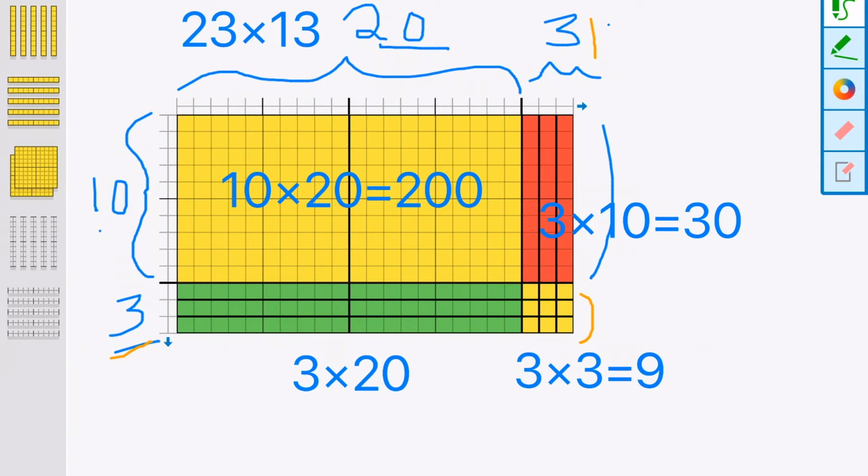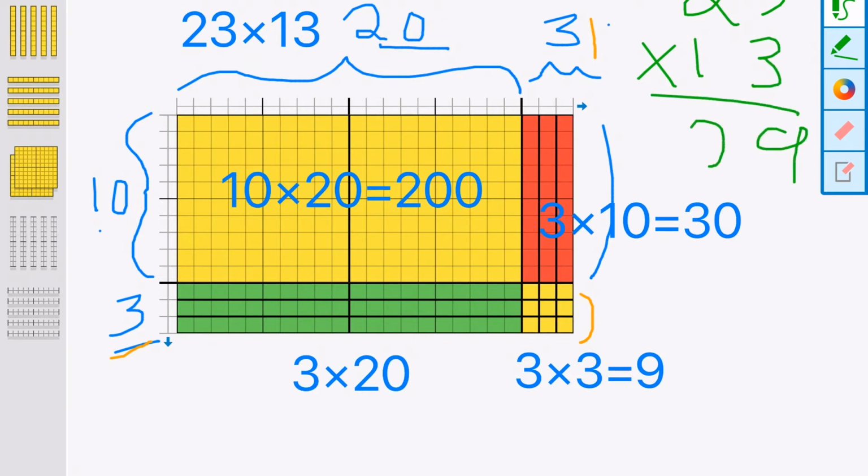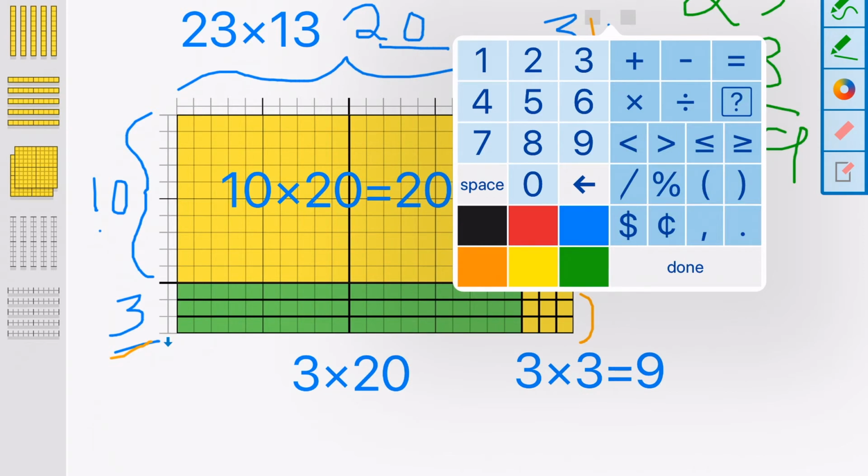Oftentimes, you might see students do something like this. They say 3 times 3 is 9, and 2 times 1 is 2. The answer is 29. That doesn't make sense though, because we actually have 4 different spots that we're multiplying and then we have to add up. To finish this problem, the students would have to add up all of their partial products, or the areas that they find in each of these spots.